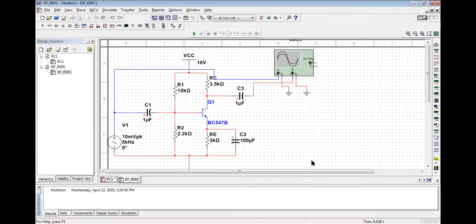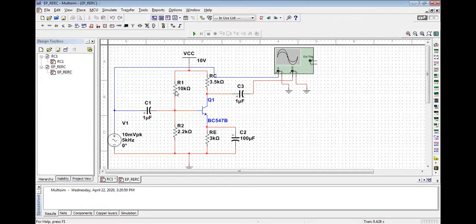Same way you can design this circuit. This circuit should have this transistor as an amplifier. You can see this is the circuit. We have one value of the resistance R2 as 2.2K, R1 I have taken as 10K, C1 is 1 microfarad. Here you can see 10 millivolt. Instead of 20, we can also give 10 millivolt peak to peak and 5 kilohertz. This AC sinusoidal wave we are going to apply at the base of this transistor. Here you can see this is the transistor where the collector is connected to a 3.5 kilo ohm RC collector resistance, and the emitter is connected with 3 kilo ohm RE.